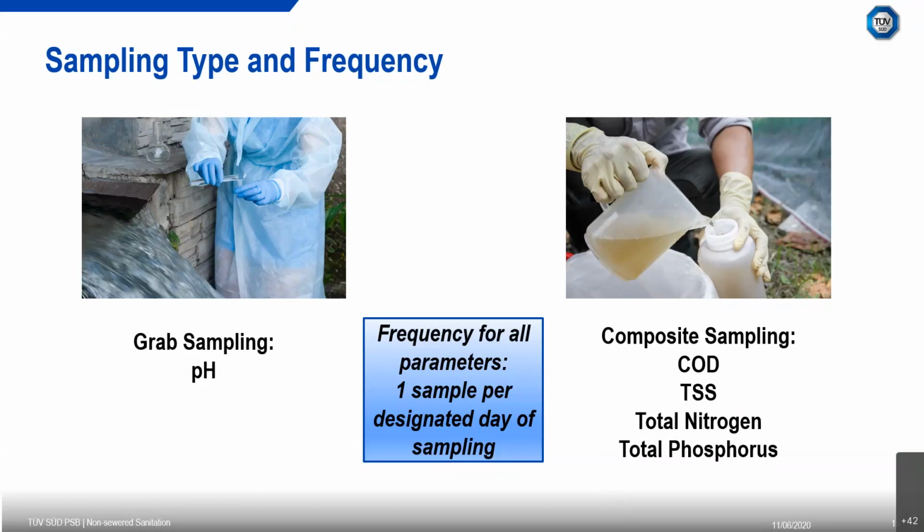The frequency for all parameters is at least one sample for each designated day of sampling. For controlled laboratory testing, one sample should be collected on each of days 4, 6, 16, 23, and 31. And for the field testing, one sample should be collected each week.